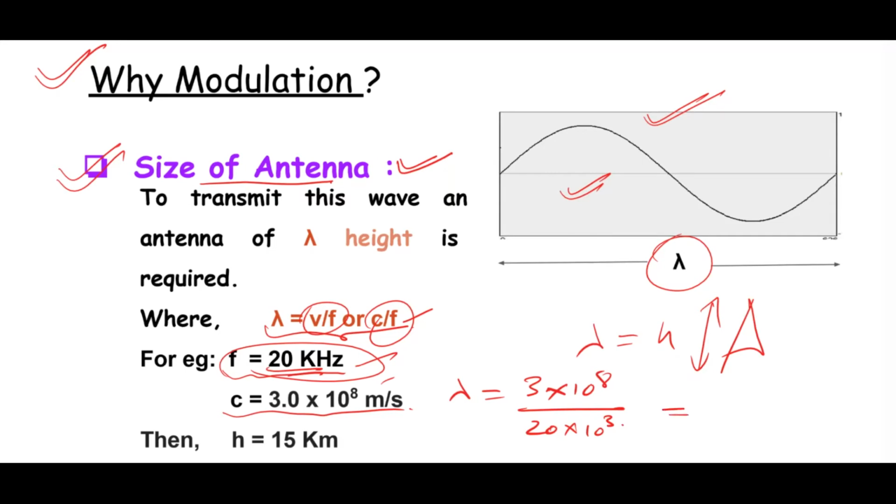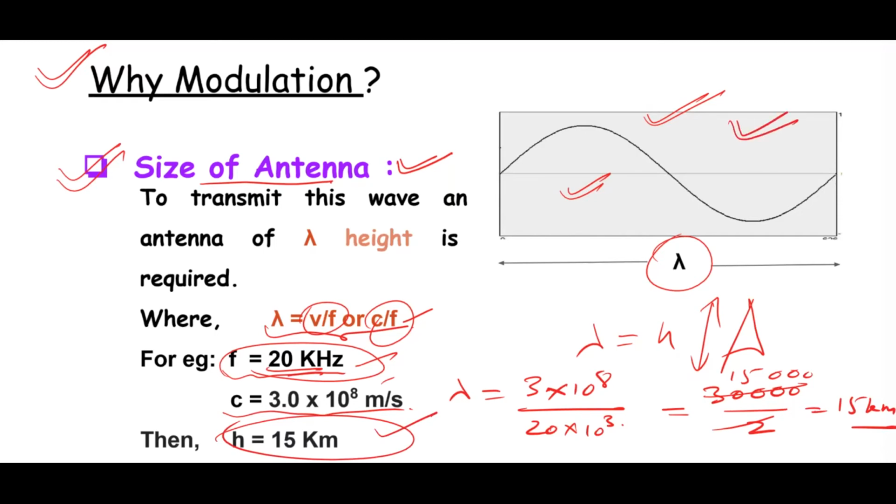So this comes out to be 30,000 by 2, so 15, or you can say 15 kilometers. That means a height of 15 kilometers will be required to transmit this wave of frequency 20 kilohertz. This is not at all practically feasible. Now this brought trouble to designing engineers, so they again decided to analyze this waveform. Let us see what they did.